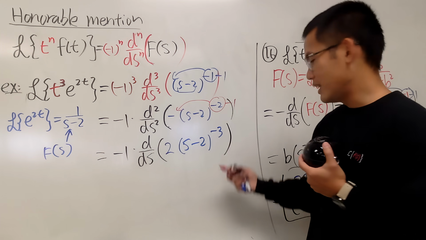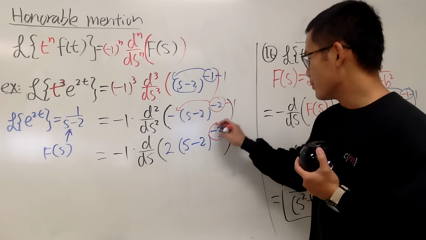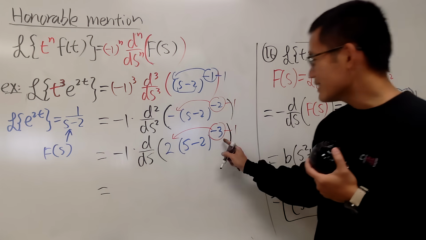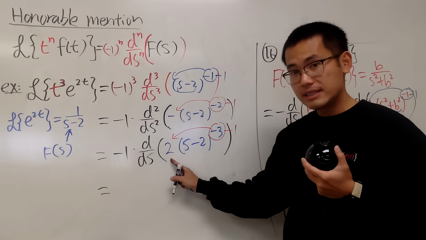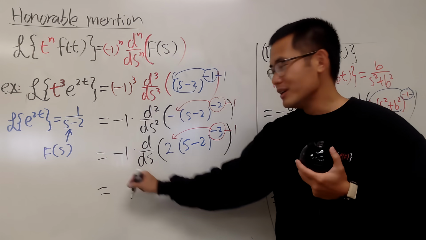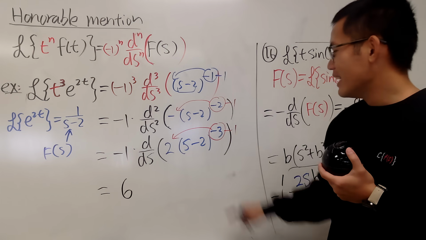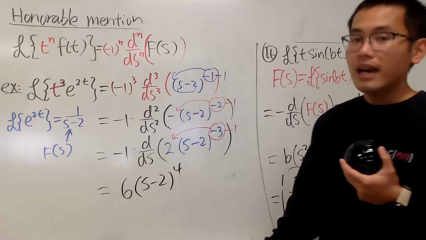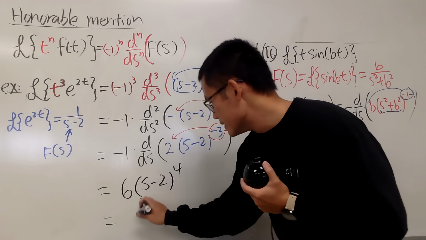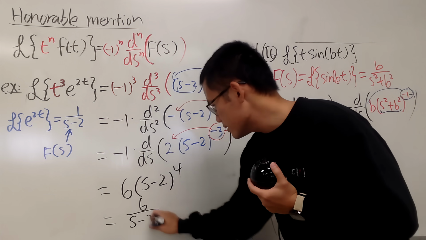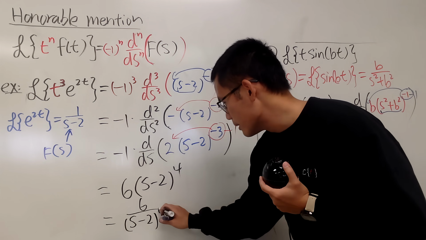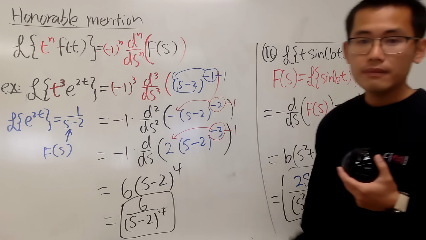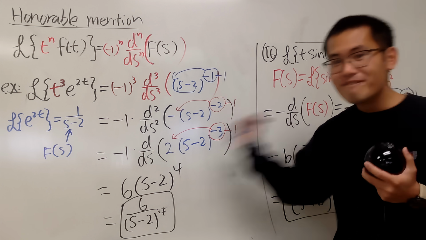And then what do you do next? Yes, you do it again, and that's the last one. Put this to the front, -1. So that's going to be -6 times -1. All in all, it's going to be +6. And then you have parentheses s minus 2 to the 4th power. And of course, we can write this down as 6 over s minus 2 to the 4th power. Like that. Just like this. Very good, huh?